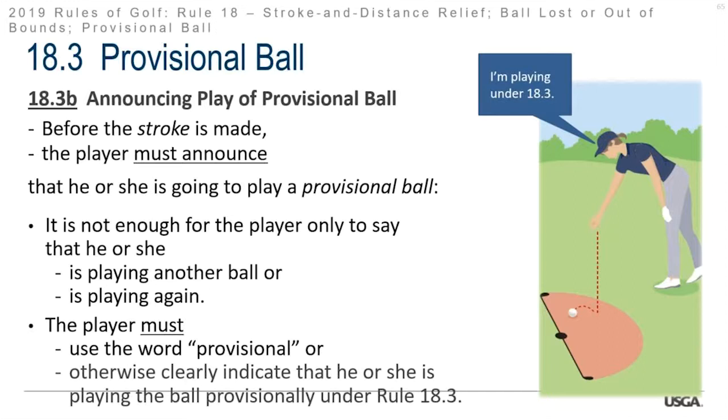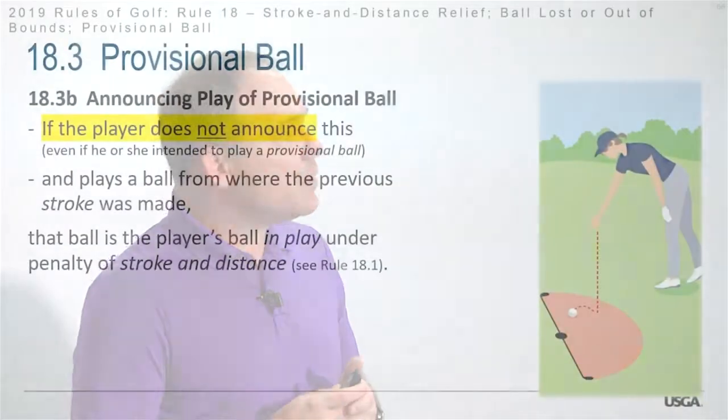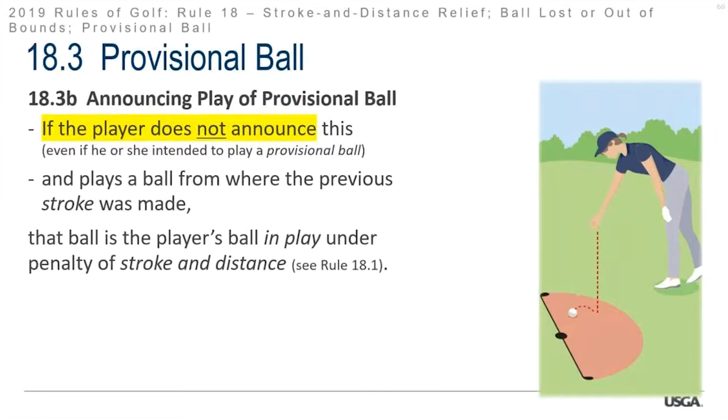It's not enough for the player just to say, I'm going to reload or I'm going to hit again. Okay, this is the way the rule has always been. The word provisional must be used or some sort of indication that we're proceeding under 18.3. I've always made the little joke about saying, I'm going to proceed under 18.3. You can do that, great, but your playing partners might not play a lot of golf with you after that. So if this player does not announce, as in that example at Blue Hills with the 2 provisionals, and plays a ball from where the previous stroke was made, that ball is the player's ball in play under stroke and distance.